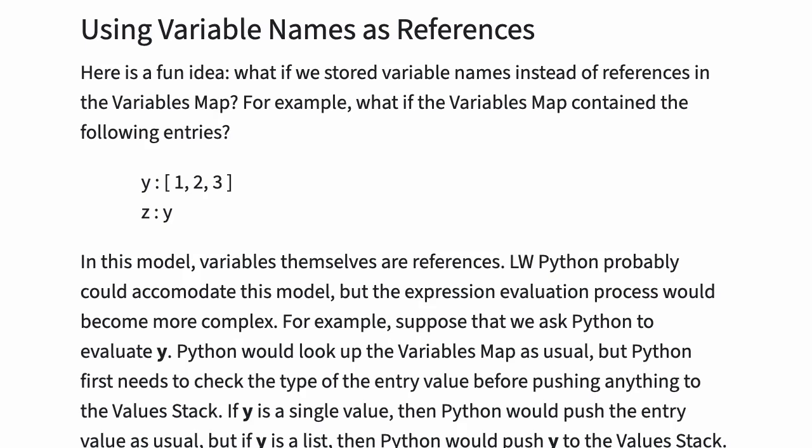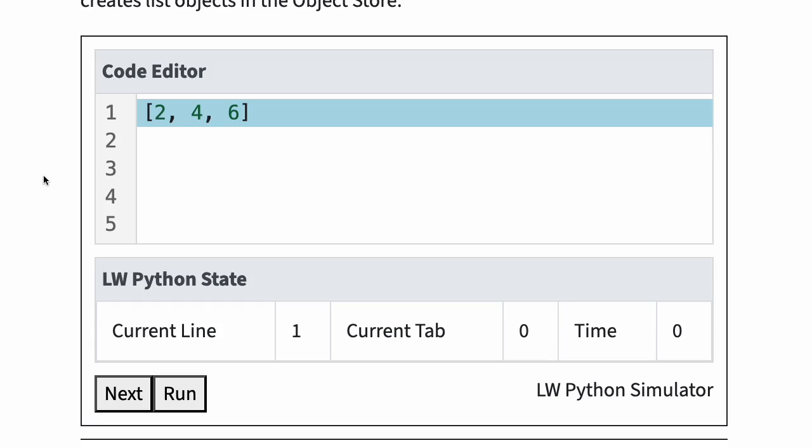In contrast, storing references in the variables map allows Python to evaluate references in the same way as other types of variables. As an added bonus, the object store model is much closer to Python's actual behavior than the variable as reference model. Try some list operations on the simulator, paying close attention to the variables map and the object store.